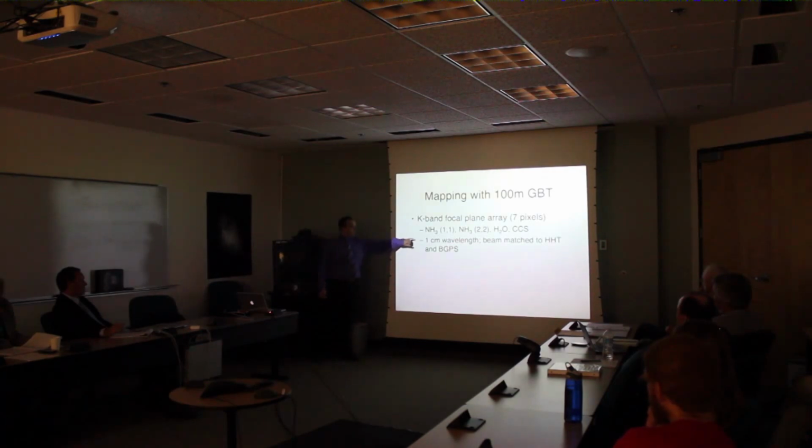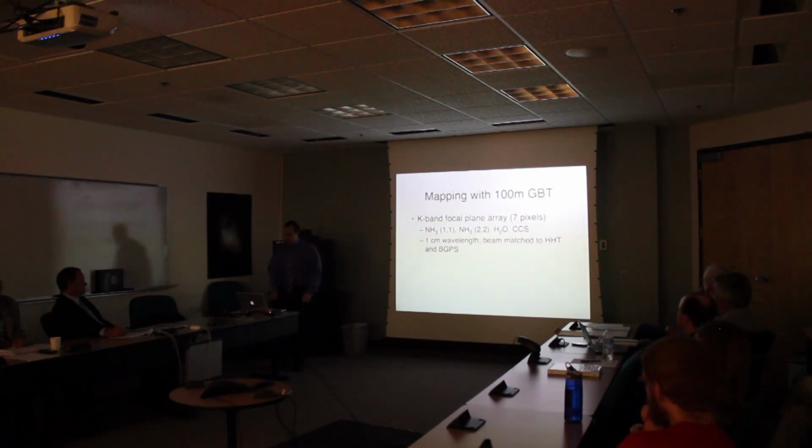Now what's nice is that at the GBT, we're looking at 100 meters, with a telescope of 100 meters, which is 10 times larger than the SMT or the CSO, but we're also looking at a wavelength that's 10 times larger. So we have the same beam size on the sky. That means we're looking at the same angular resolution in all 3 cases. So they are all directly comparable.